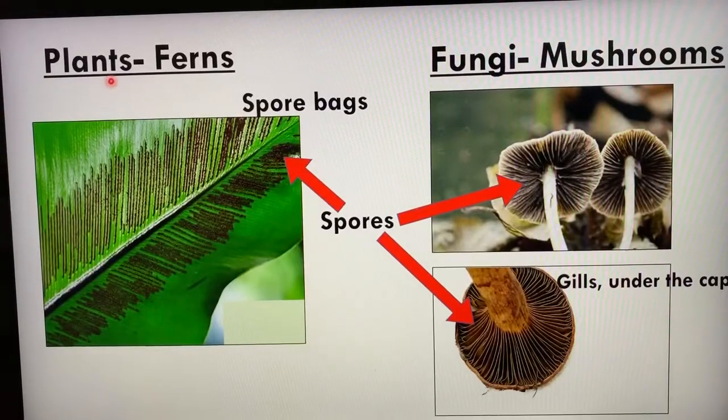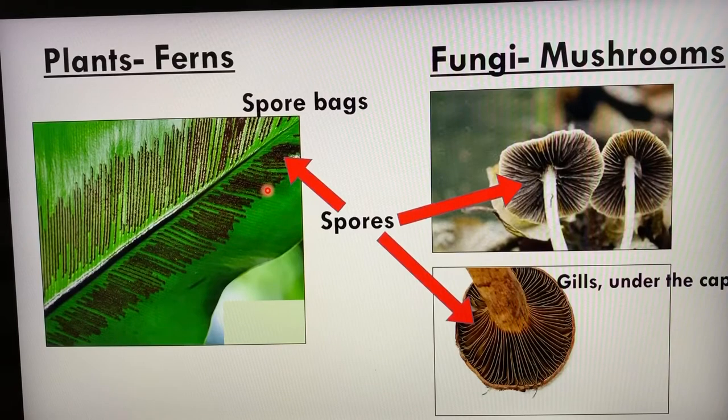Now, plants, specifically ferns, reproduce from spores. Take note that I mentioned previously, plants can reproduce from seeds. The seeds come from fruits or the flowers. Or they reproduce from spores, but only ferns specifically reproduce from spores. Now for fungi or mushrooms, they only reproduce from spores. You can see here, the spores are found in spore bags, usually under the leaves of the fern, but the spores are found in the gills, under the cap of the mushroom. So this is another difference here, children.